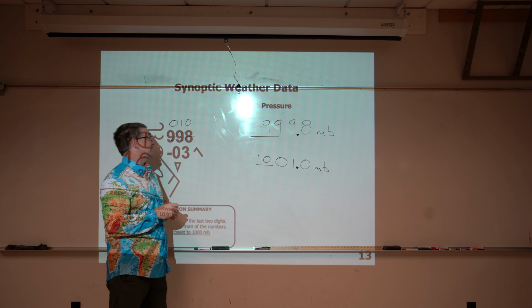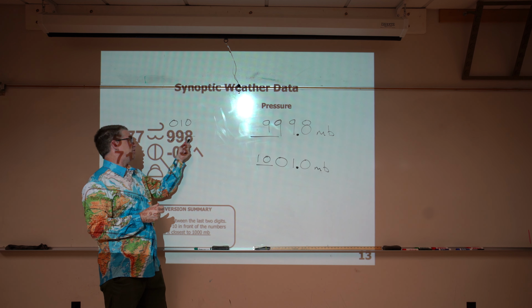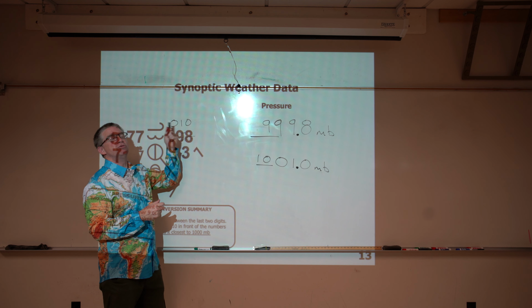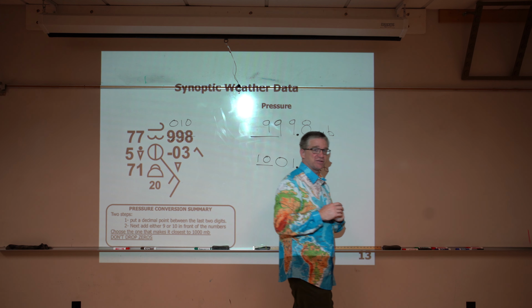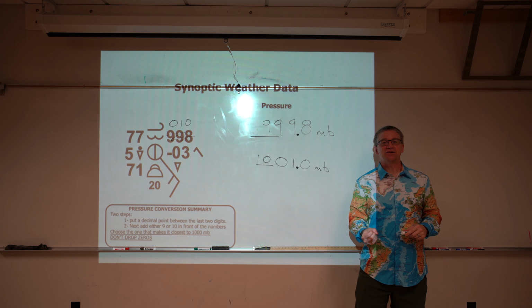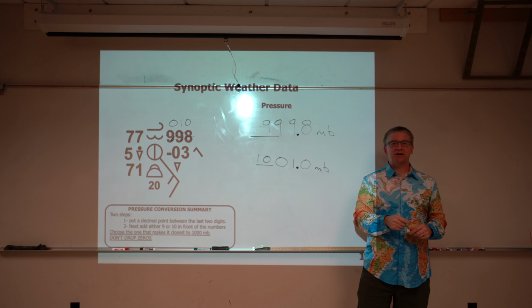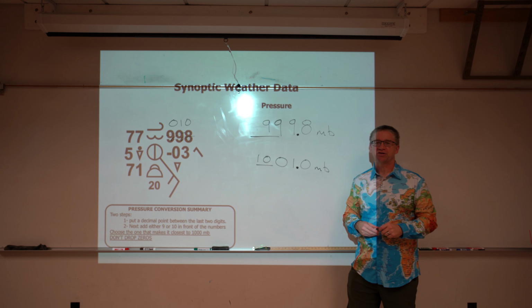But again, if your three-number designation here has zeros, do not throw out the zeros. Keep the zeros. Decimal between the last two, add a 9 or a 10 in front of it. That will get you your pressure reading.